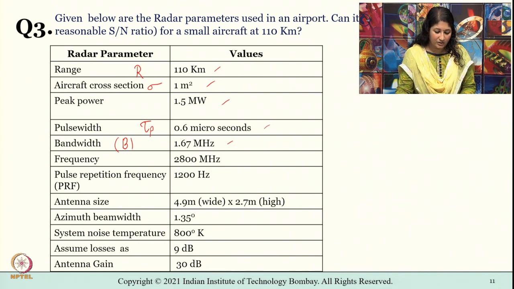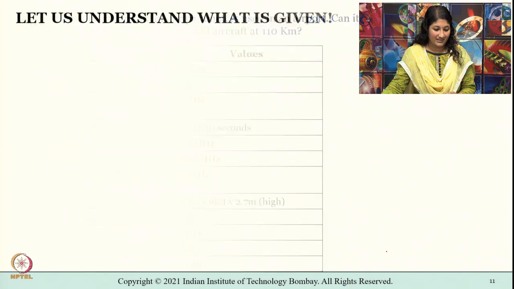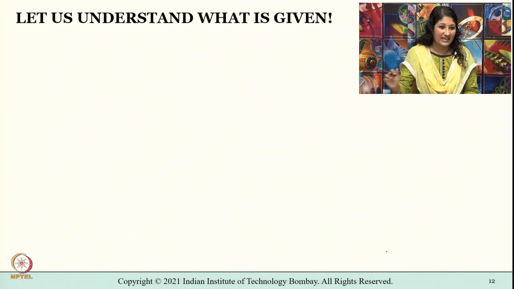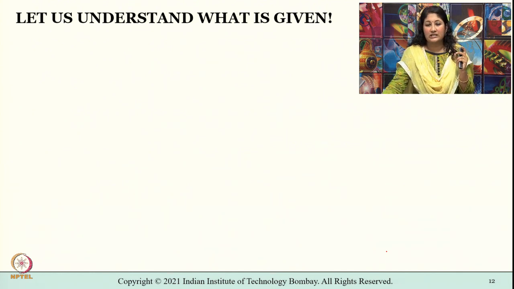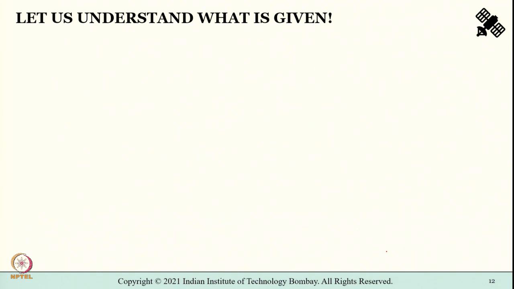And if you see, there is a new term that is given, isn't it? System noise temperature, 800 degree Kelvin. We haven't come across system noise temperature so far. Antenna gain is given as 30 decibels and it is also mentioned that you can assume losses as 9 decibels. See, before solving this question, first of all, we need to understand what are the different information that is shared with us. So, let us try to summarize the given details and then I will try to mention a little bit more about signal to noise ratio, okay.